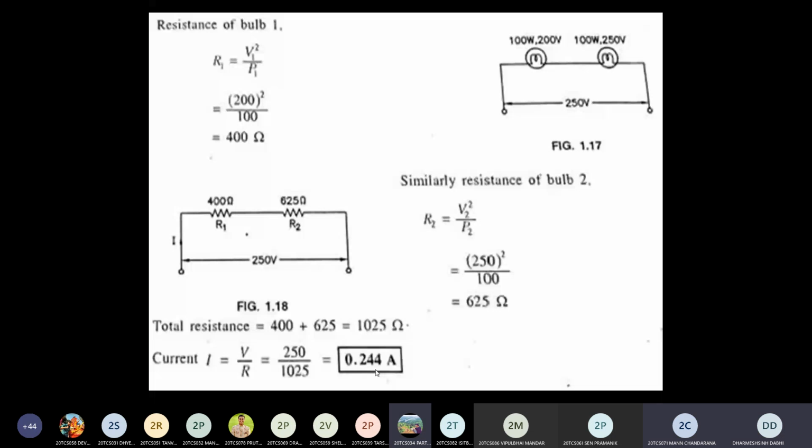Any doubt? No, sir. Okay. So write down first. First draw this figure. Then calculate R1, R2. Then draw the equivalent circuit with resistances R1, R2. And after that calculate the current.